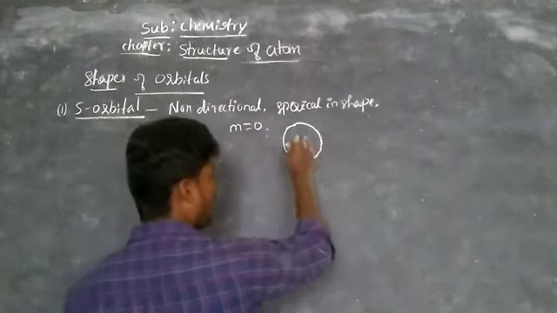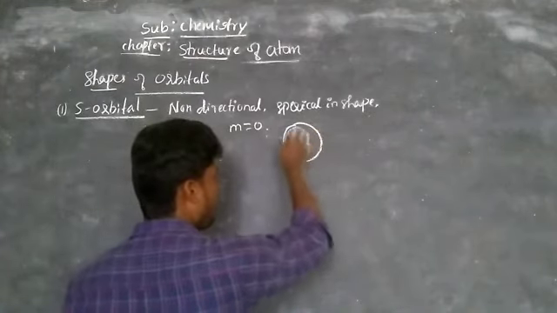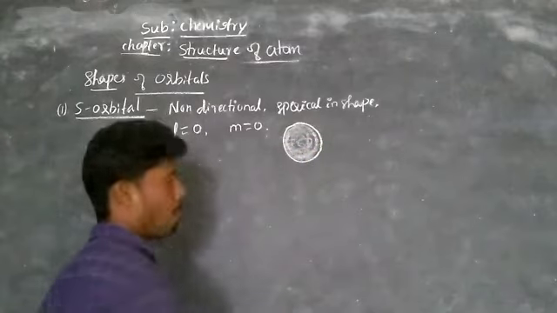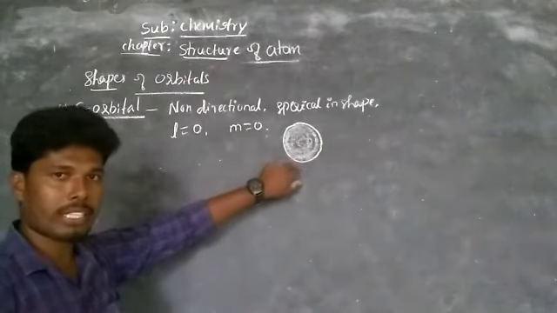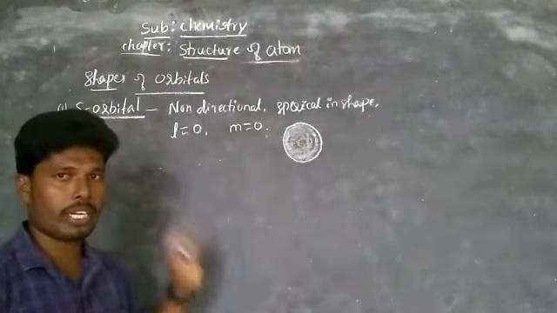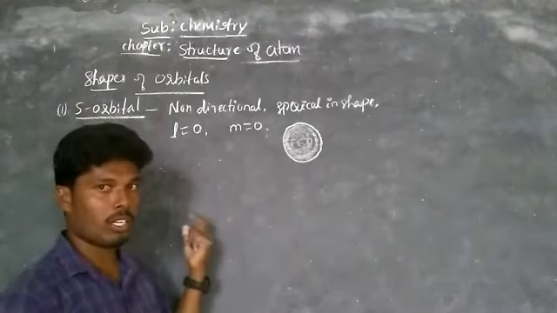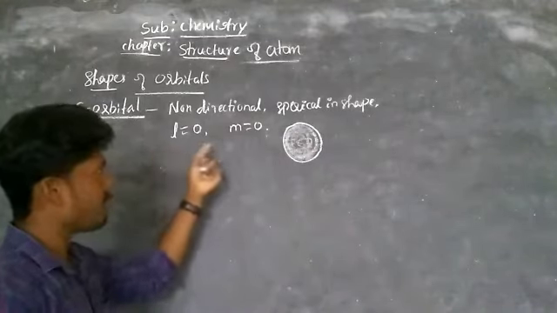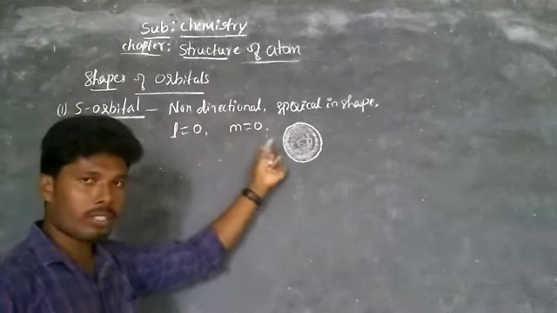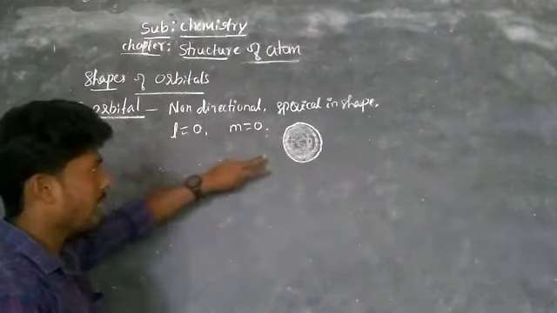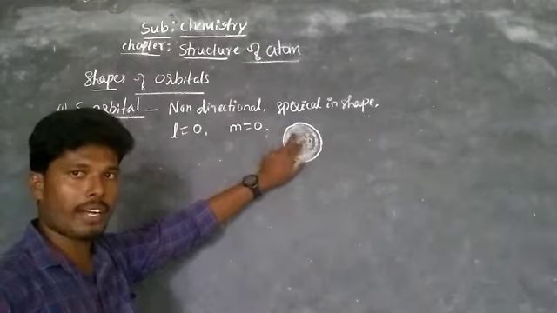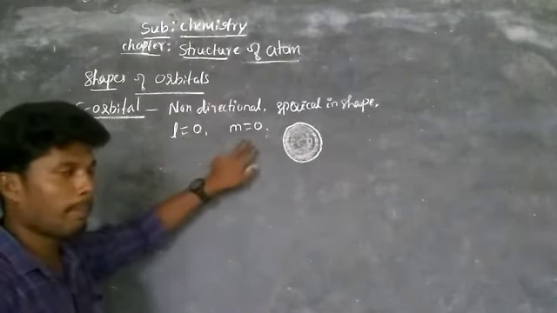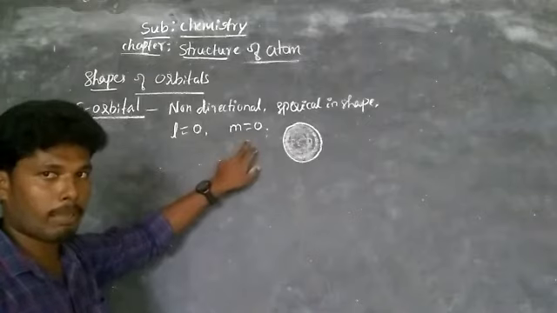Spherical in shape. Here, the electron density in the S orbital is spread uniformly. This is the S orbital. So remember, the S orbital is non-directional and spherical in shape. Its L value is 0 and M value is also 0. This is the representation, and the electron density is distributed uniformly. L is the azimuthal quantum number and M is the magnetic quantum number.